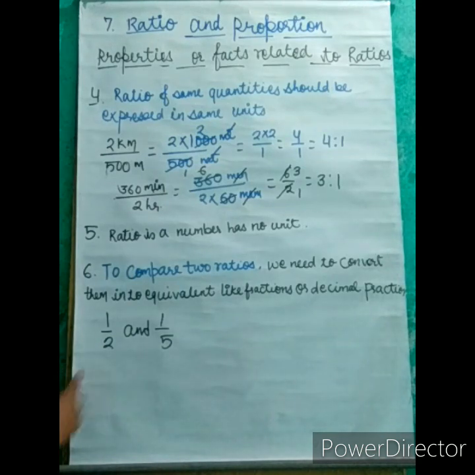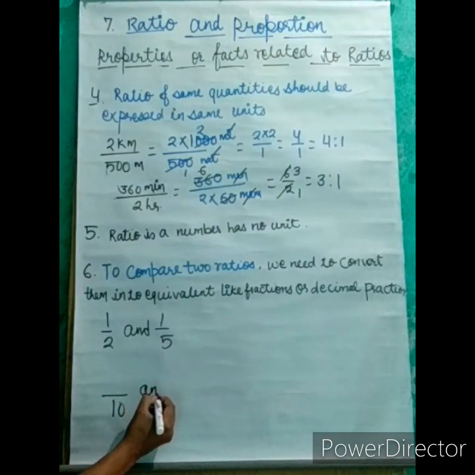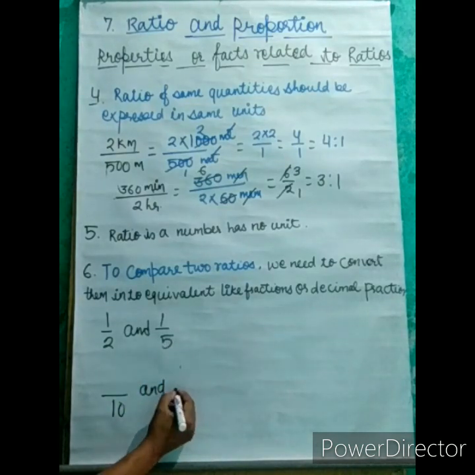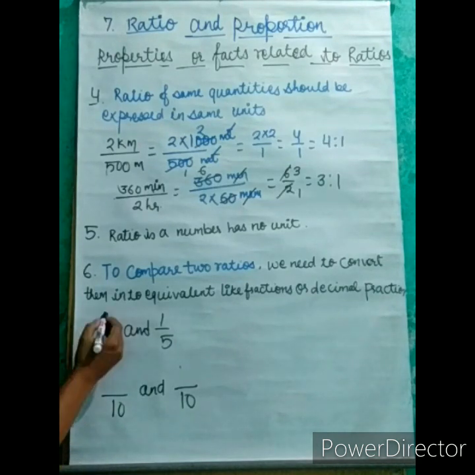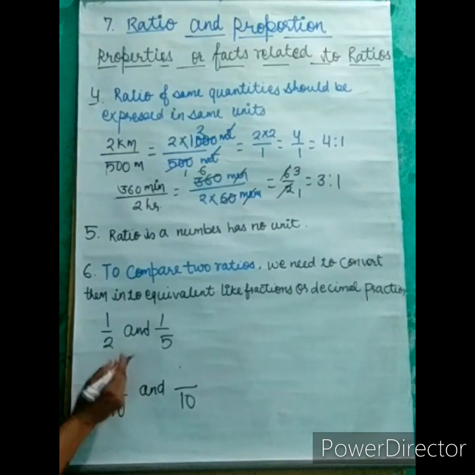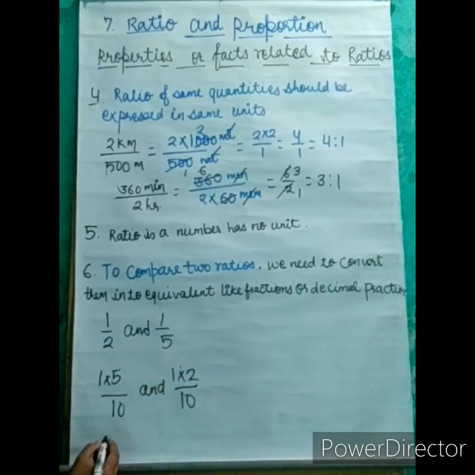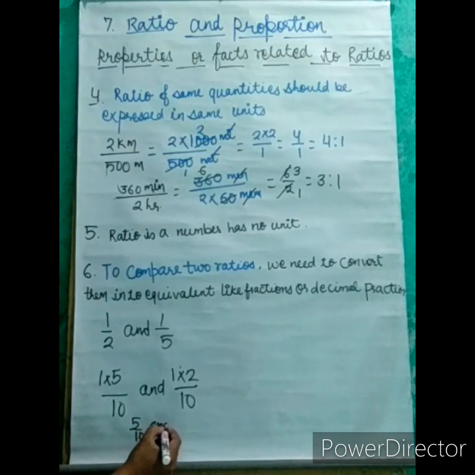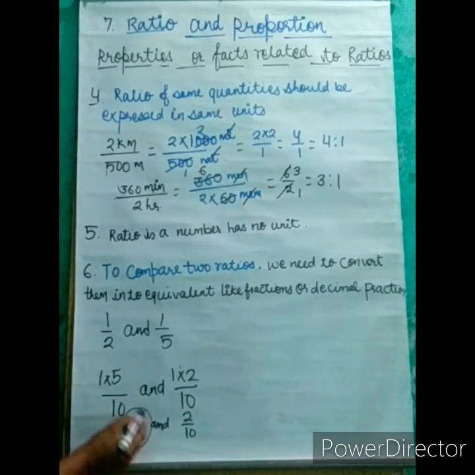You can take the LCM of 2 and 5. The LCM of 2 and 5 is 10. So I kept 10 in the denominator here, and here also in place of 5 I will keep 10. 2 divides 10, 5 times, so 1 multiplied by 5. 5 divides 10, 2 times, so 1 multiplied by 2. So we will get 5 over 10 and 2 over 10. Now you can easily see that 5 over 10 is greater.